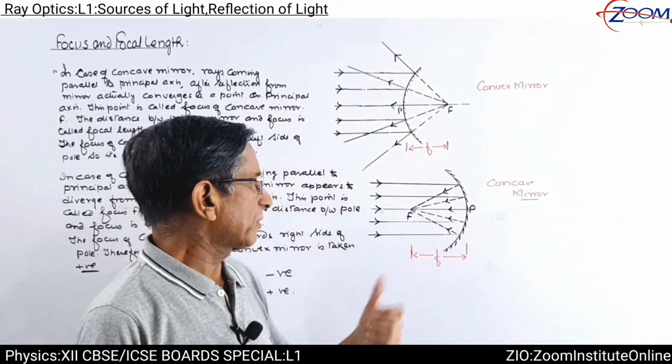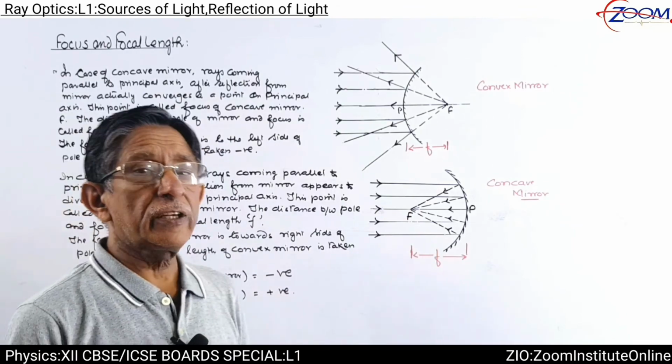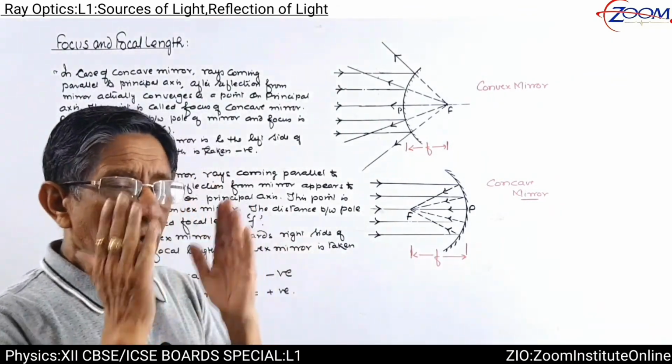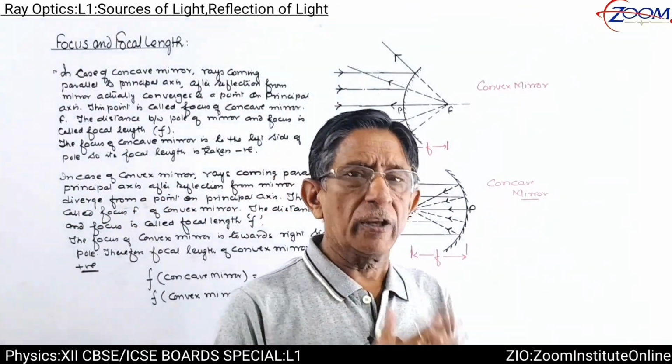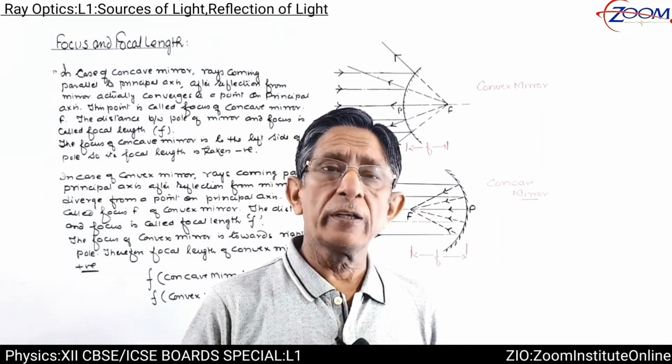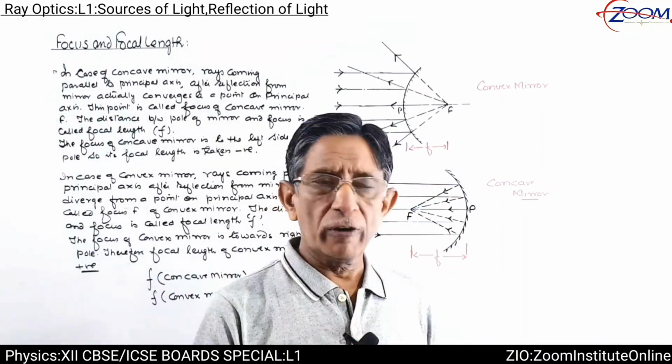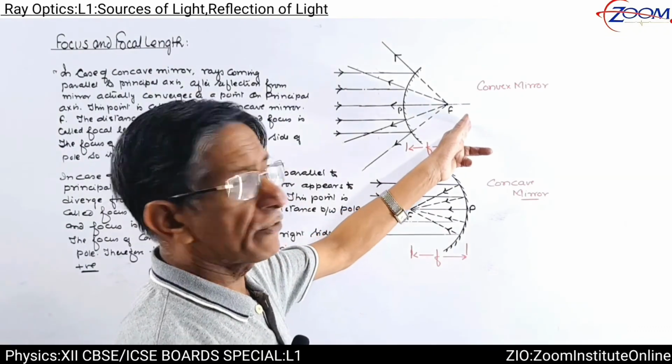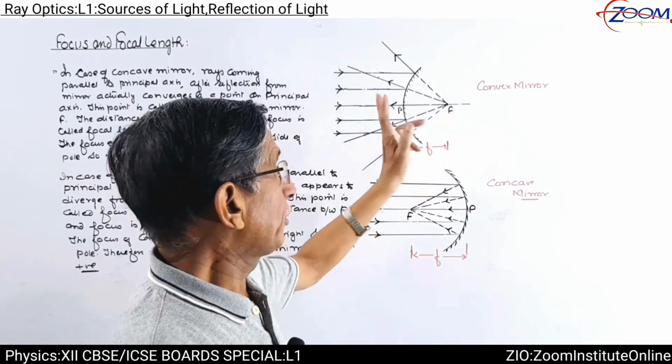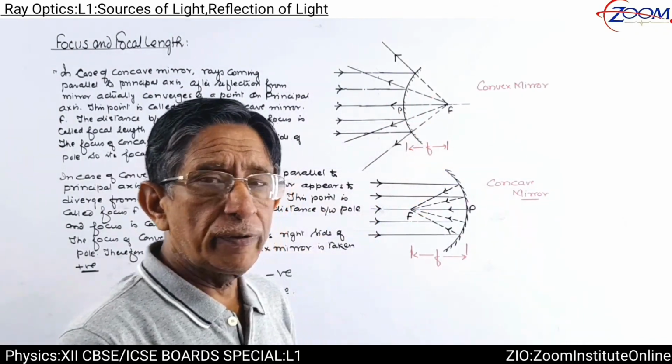The focus of concave mirror lies towards the left of the pole. That's why the focal length of concave mirror is taken negative. Always remember, in all the numericals, in all the derivations, the focal length of concave mirror will be taken negative and the focal length of convex mirror lies towards the right, so it will always be taken positive.